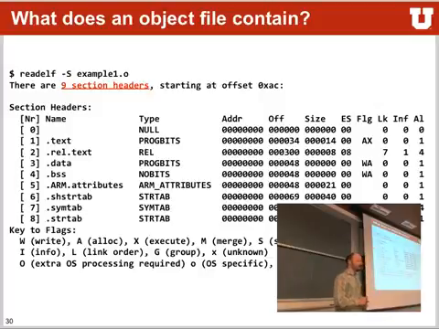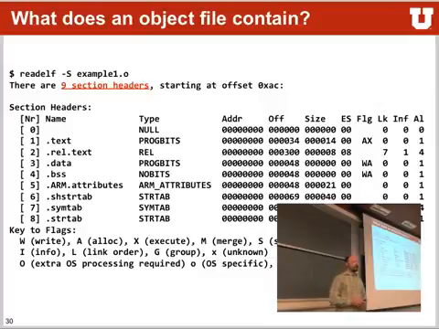In this particular example, this example.o file has 9 different sections. It has an empty section at the beginning, which has 0 size. Then we have a text section, a data section, the BSS section, and a couple of other tables and files that are sections in the ELF file itself.